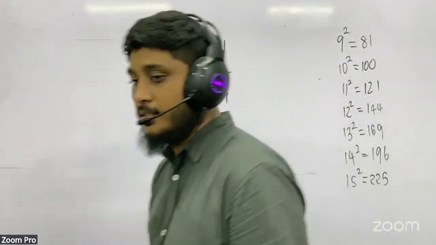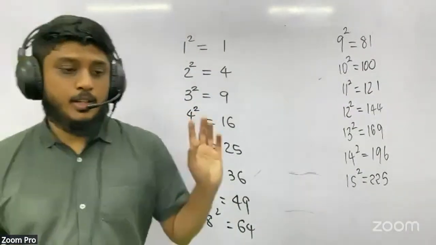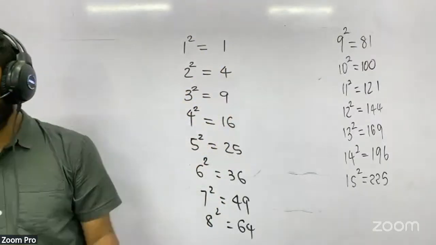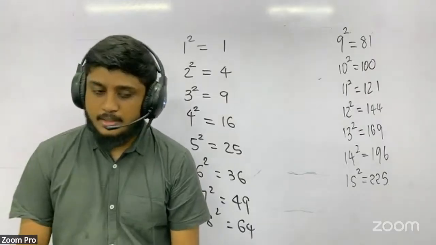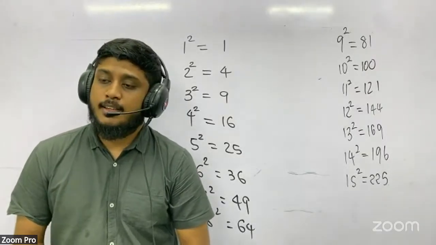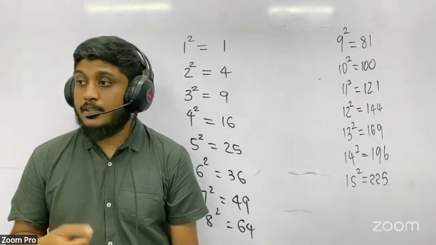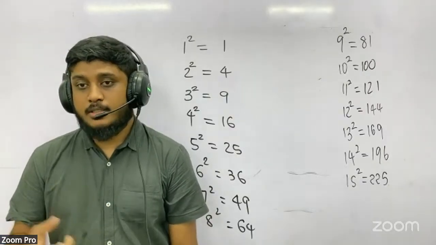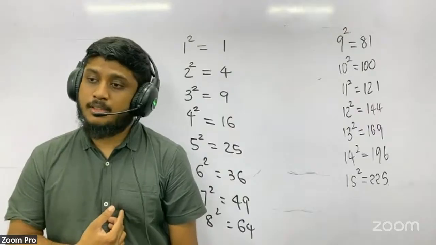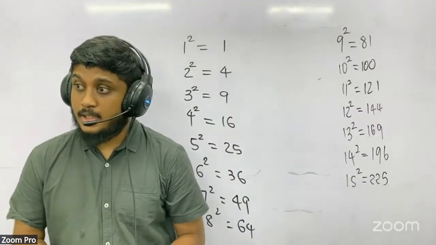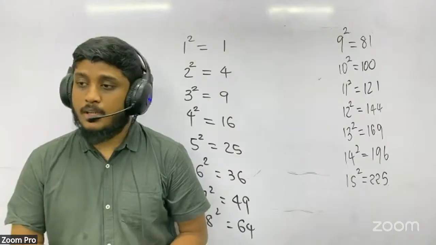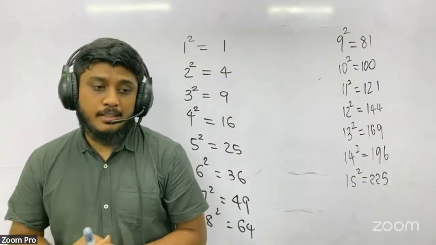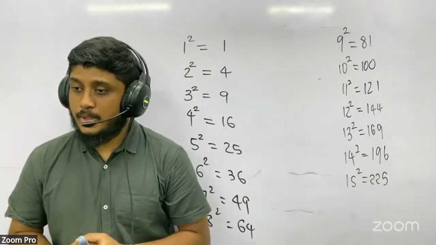Now, can you understand? You have to remember the square numbers at least up to how much? 15, at least. For example, if someone asks you what is 11 square, you should be able to say 121. If someone asks what is 13 square, you should say 169. If someone asks what is 15 square, you should tell 225. And you should be able to tell these square numbers quickly.